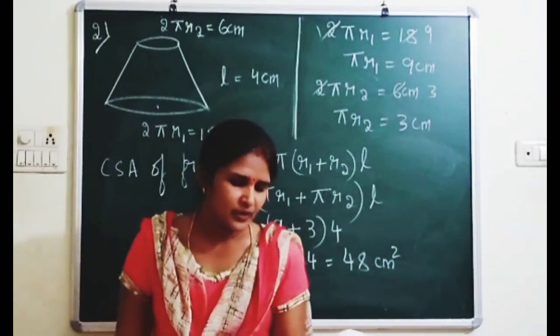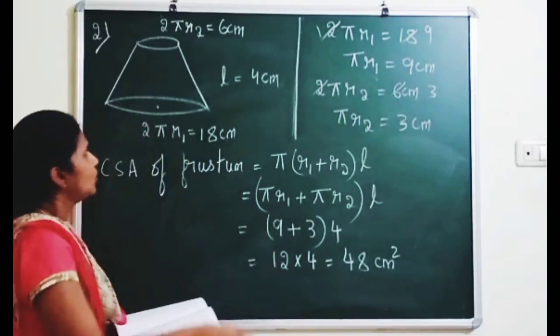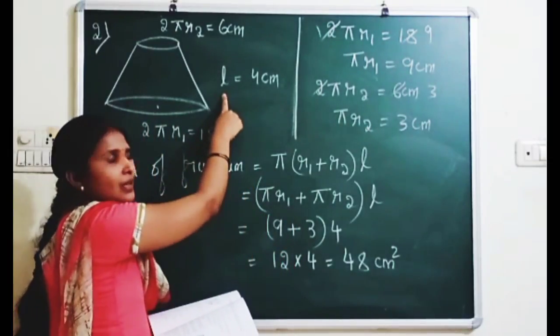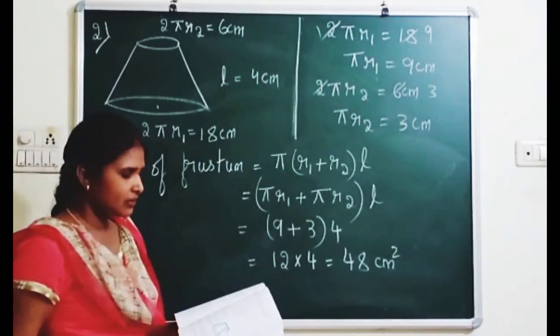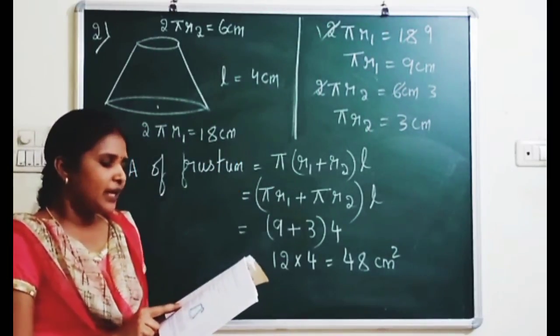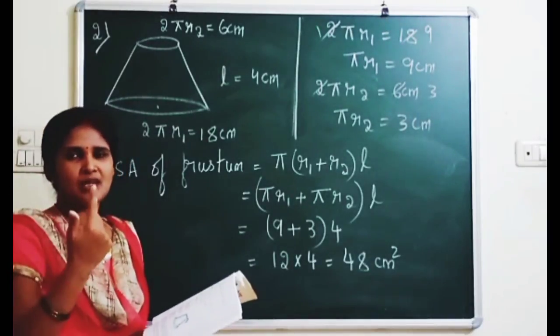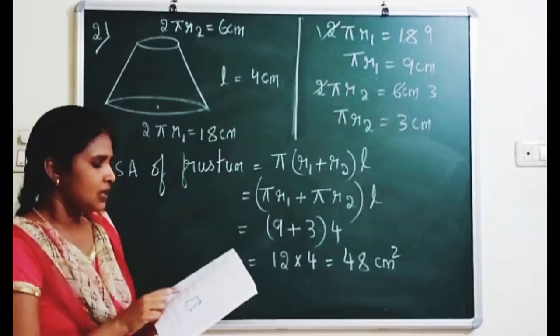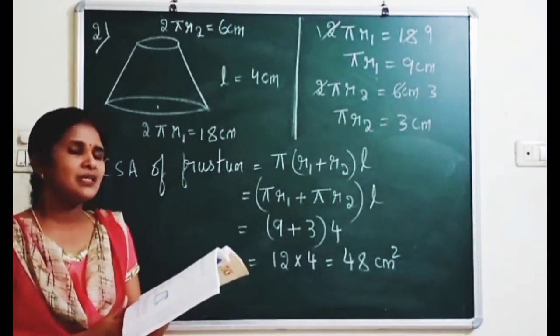Now let us continue with the second question. The slant height of a frustum of a cone, that is L, and perpendicular height is H. Slant height is given as 4 centimeter and the perimeters. What is meant by perimeter? In case of a circle, it is the boundary of the circle. That is nothing but circumference. Circumference of its circular ends are 18 centimeter and 6 centimeter.